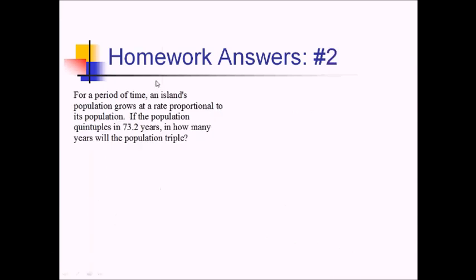On this problem, we have an island's population growing at a rate proportional to its population. So this is essentially exponential growth is how we read that. And if our population quintuples in 73.2 years, in how many years will the population triple? Interesting. Well, it's growth, so let's start with y equals Ce to the kt, and we'll go from there.